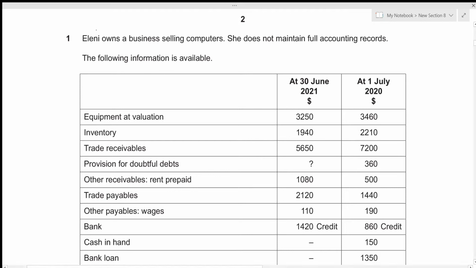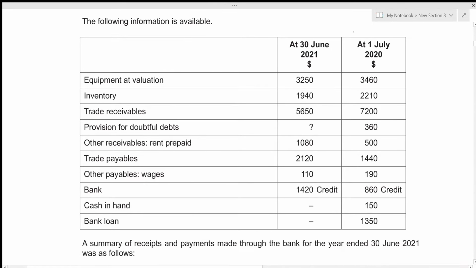Eleni owns a business selling computers. She does not maintain full accounting records. And we're given the information at 30 June 2021 and 1st July 2020. So this column gives the information for the opening date. So these all are the opening balances. And this column gives the information at 30 June 2021, which is the ending date, meaning that these are the closing balances.